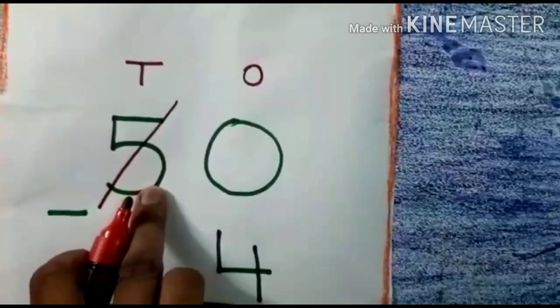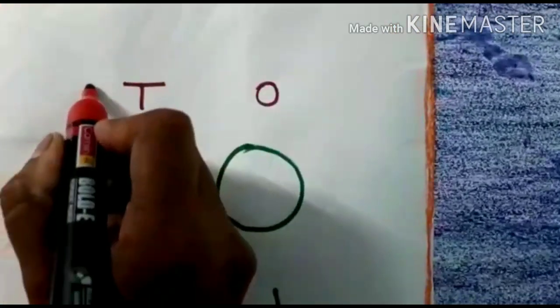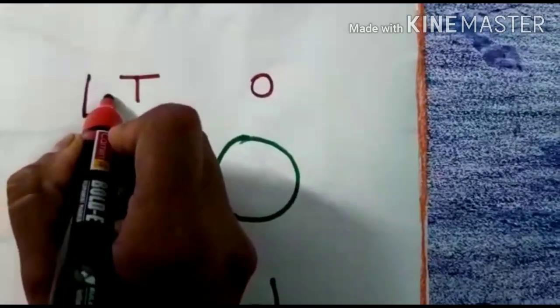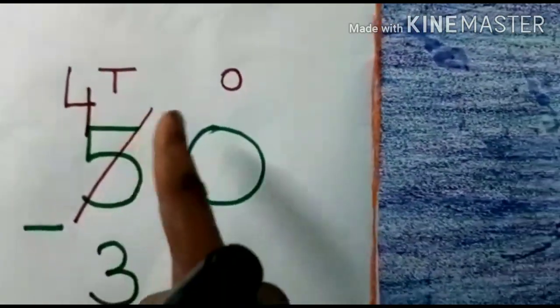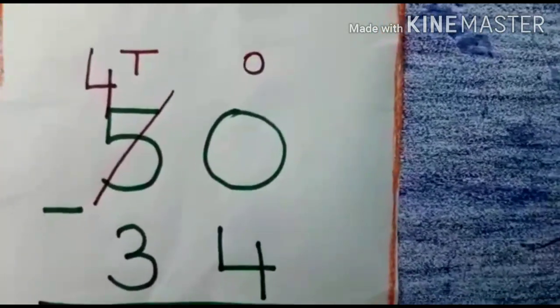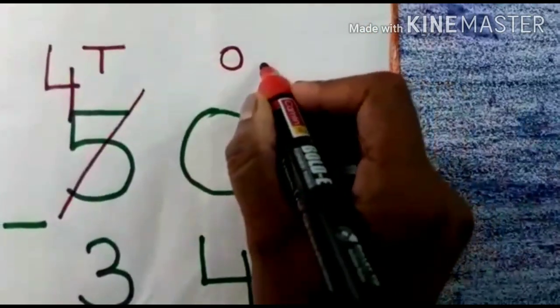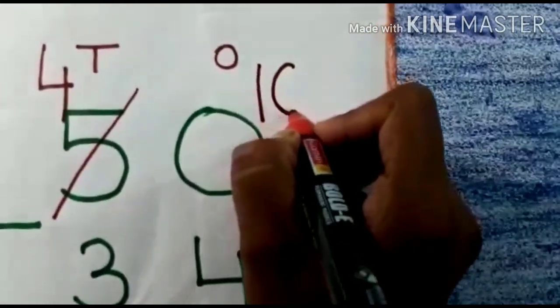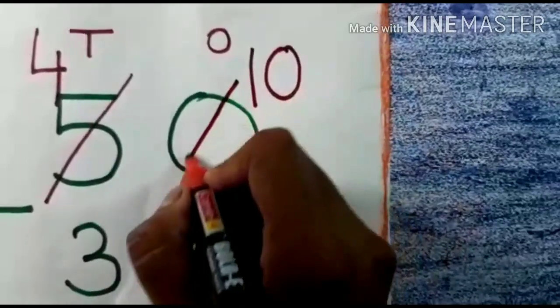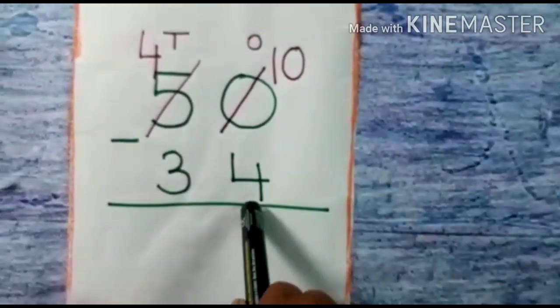So from 5 tens, if I borrow 1 tens, that will become 4 tens. And 0 will become 1 ten plus 0 is 10. 1 ten is 10. So it will become 10. So now from 10, can I take away 4?